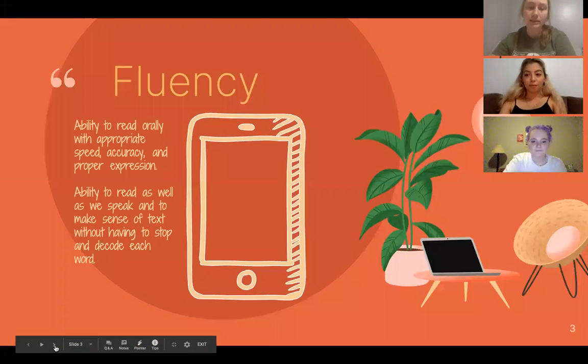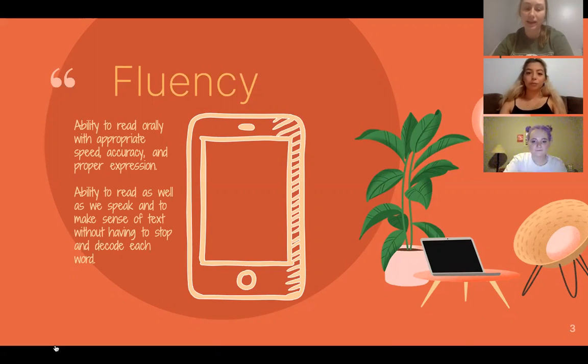The first element that we have was fluency, and we represented it with an iPhone or a cell phone. We thought it was a good idea to put a phone because you talk on the phone and you have to be able to fluently speak to someone for them to understand what you're talking about. So, fluency is the ability to read orally with appropriate speed, accuracy, and proper expression, the ability to read as well as we speak, and to make sense of text without having to stop and decode each word.